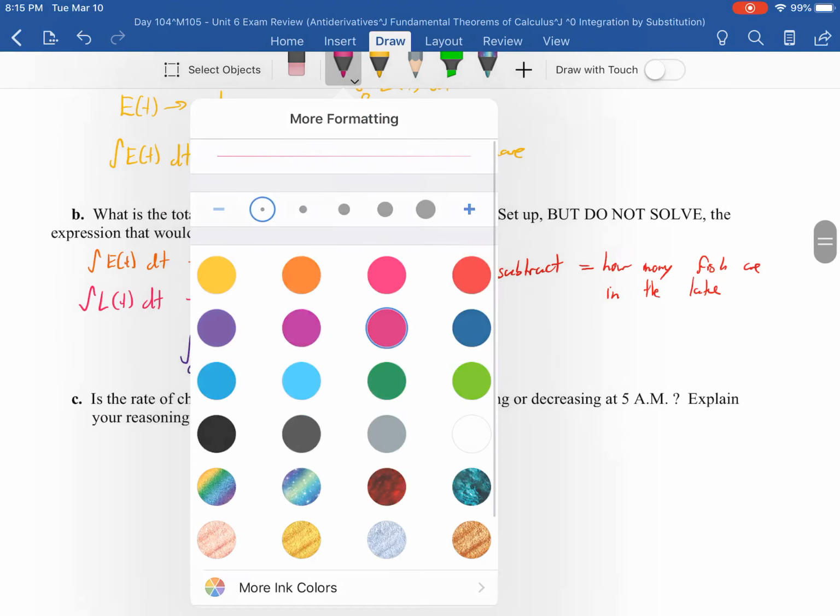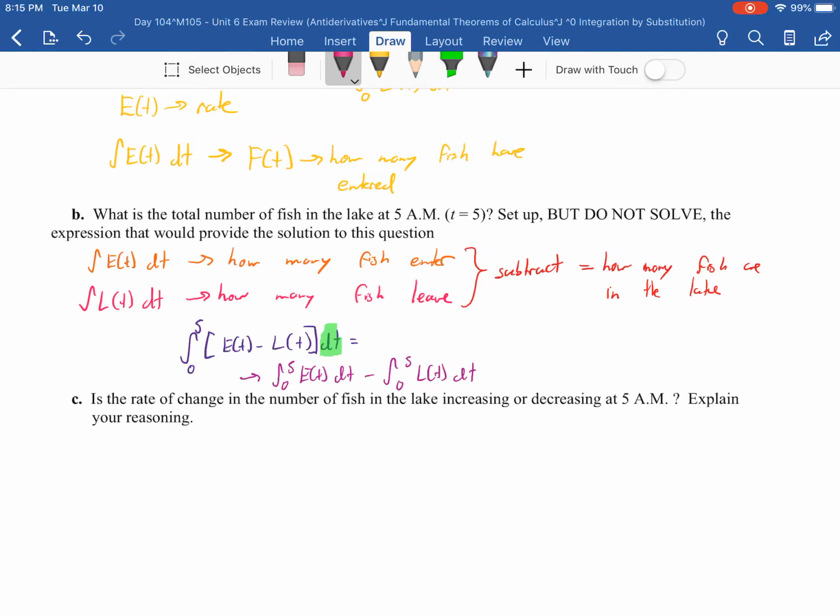So now let's look at part C. So part C asks us now, is the rate of change in the number of fish in the lake increasing or decreasing at 5 a.m.? Explain your reasoning. All right. So at this point, a lot is going on here. And once again, this is a really good AP question, something that if you were to see it in a free response, I would not be shocked.